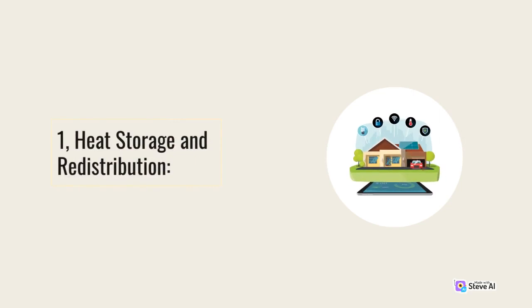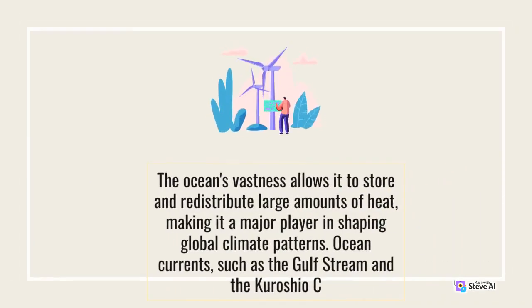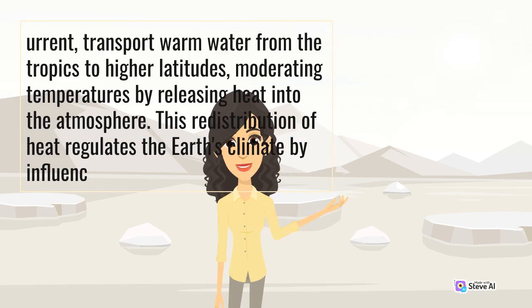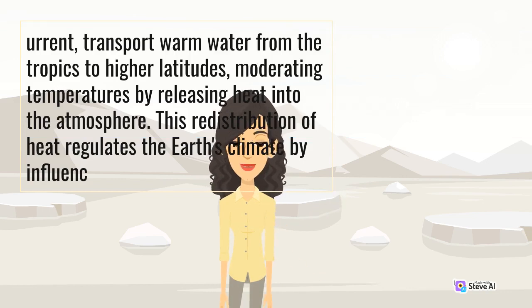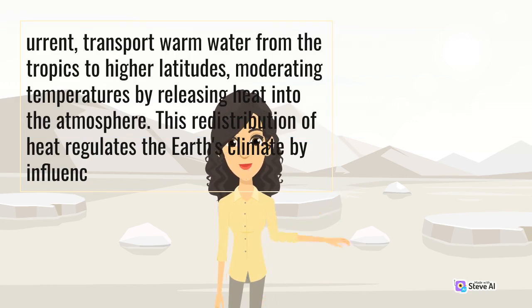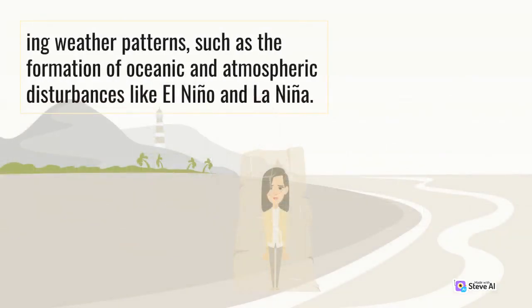1. Heat storage and redistribution. The ocean's vastness allows it to store and redistribute large amounts of heat, making it a major player in shaping global climate patterns. Ocean currents, such as the Gulf Stream and the Kuroshio Current, transport warm water from the tropics to higher latitudes, moderating temperatures by releasing heat into the atmosphere. This redistribution of heat regulates the Earth's climate by influencing weather patterns, such as the formation of oceanic and atmospheric disturbances like El Niño and La Niña.